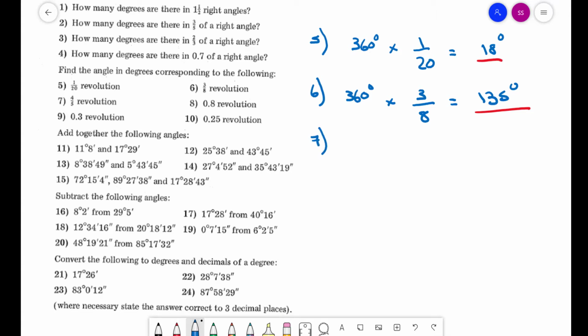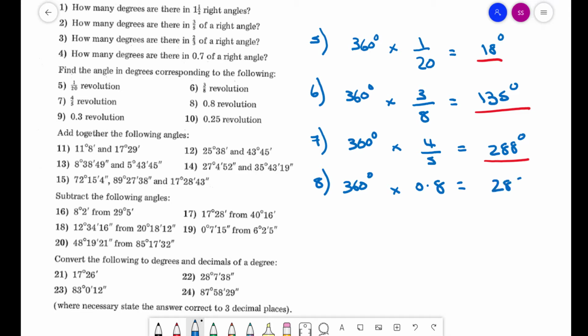Number 7, same idea, 4/5 of a revolution. 360 times 4/5. If we type this in, we get 288 degrees, which is 4/5 of a rotation. For number 8, 0.8 of a rotation will be 360 times 0.8. Typing that into the calculator, that gives us 288 degrees again, because it's the same as 4/5.